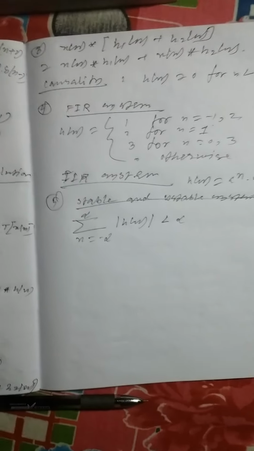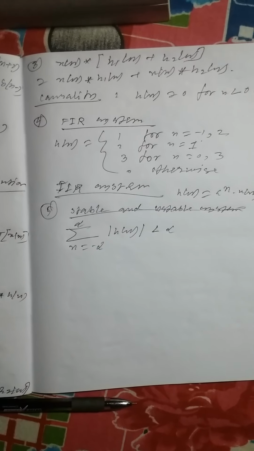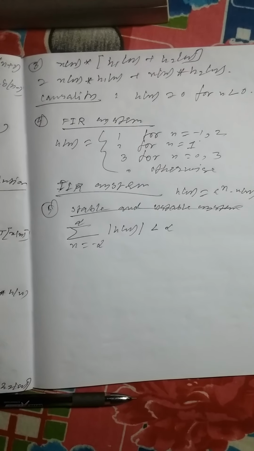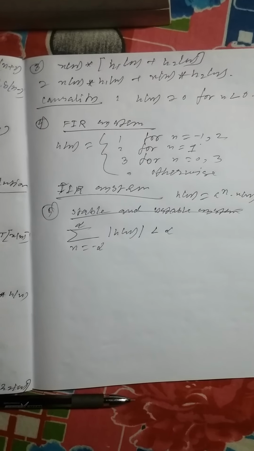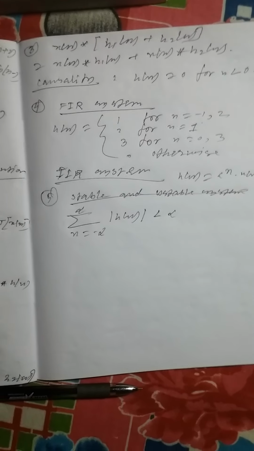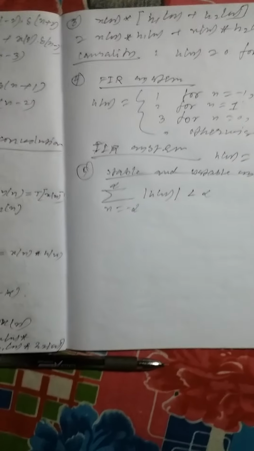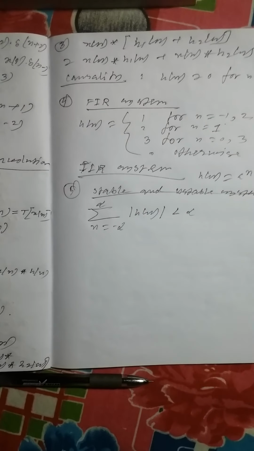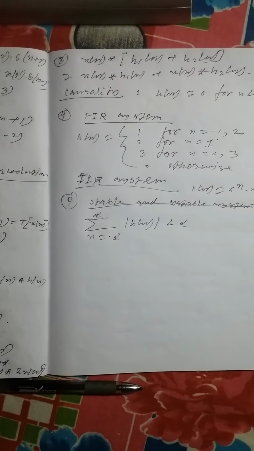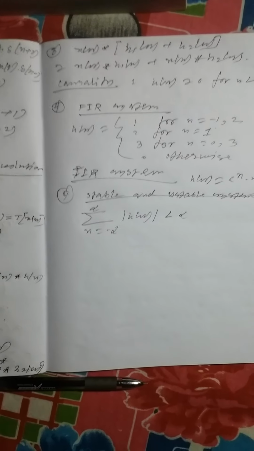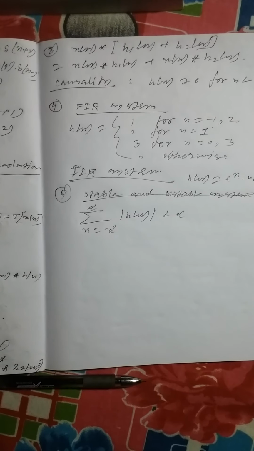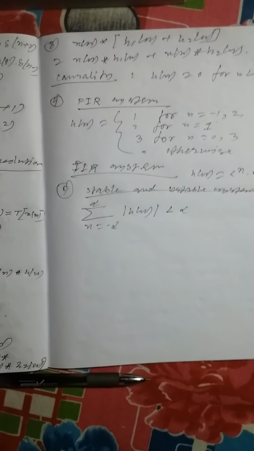So what we learn from this video: we learn how to represent a discrete time signal in terms of a summation or an infinite duration series. What is impulse response? What is convolution? How do we get the output when the input and impulse response of the system are known? What are FIR and IIR systems? Stable and unstable systems.